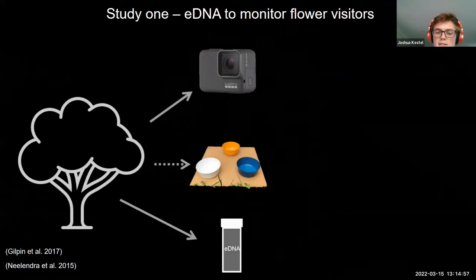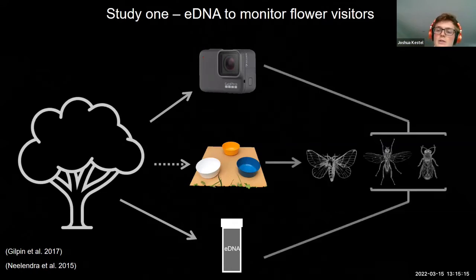Well, environmental DNA is our one at the bottom. In the middle, we have pan traps, which are tried and tested to capture the general diversity of insects in an orchard. And then the third one is cameras to monitor flower visits to avocado trees. And like I mentioned previously, we were interested in looking at the congruence between these three methods.